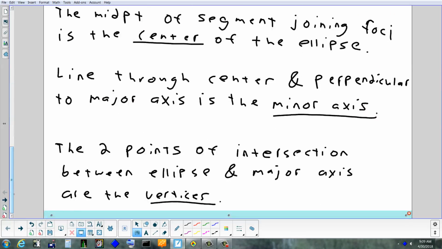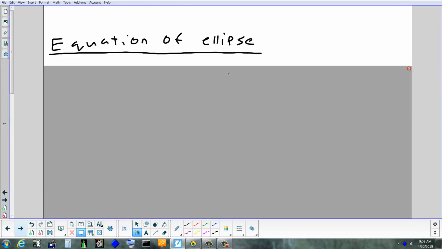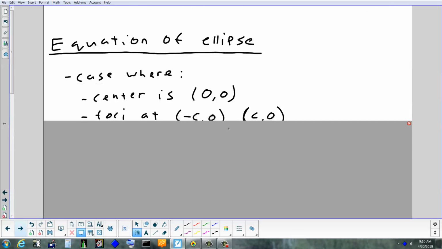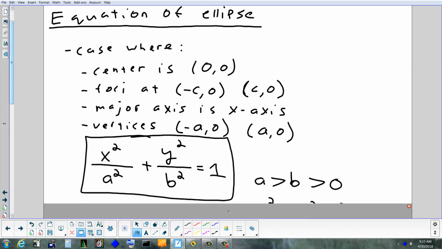Okay, any questions on that? All right, so that gets most of the vocab stuff out of the way. Okay, equation of an ellipse. We always start with the equation of an ellipse where the center is at the origin. And then towards the end of the lesson, we'll go with they're not at the center. Okay, and I'll show you how to do that. Okay, so I'll give you a second to copy that down.